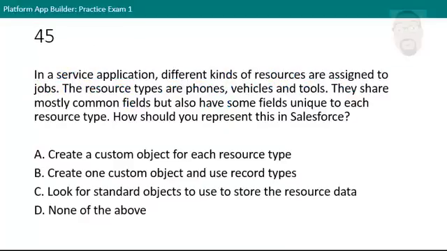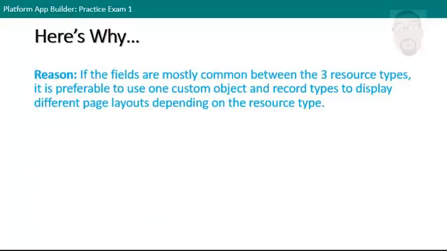In a service application, different kinds of resources are assigned to jobs. The resource types are phones, vehicles, and tools. They share mostly common fields but also have some fields unique to each resource type. How should you represent this in Salesforce? Create one custom object and use record types. If the fields are mostly common between the 3 resource types, it is preferable to use one custom object and record types to display different page layouts depending on the resource type.